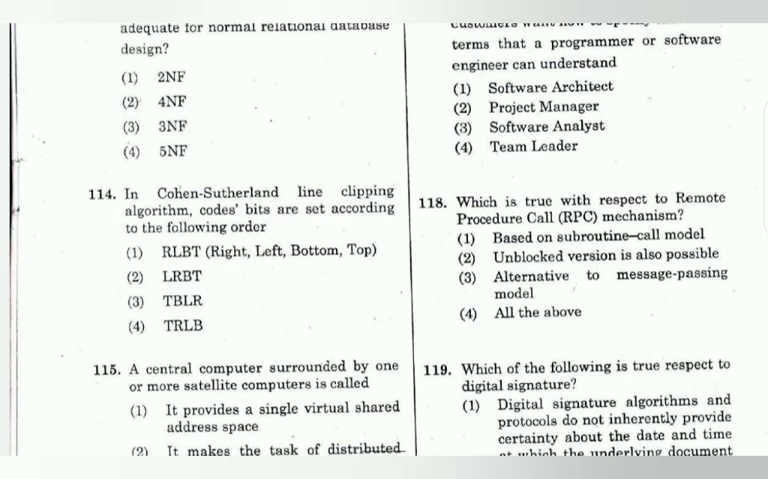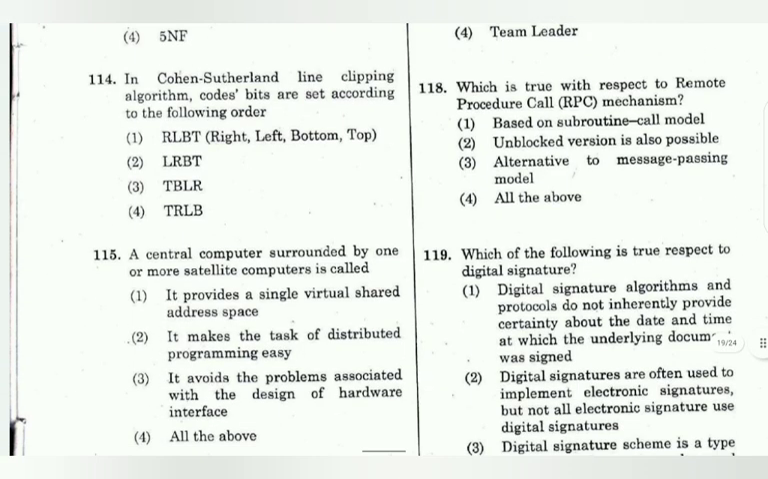A software analyst, also called a business analyst, bridges the gap between customers and technical teams by translating business requirements into technical specifications, whereas the software architect designs the system and the project manager handles coordination, but the main role of requirement gathering and analysis belongs to the software analyst. So option 3 is the correct answer.